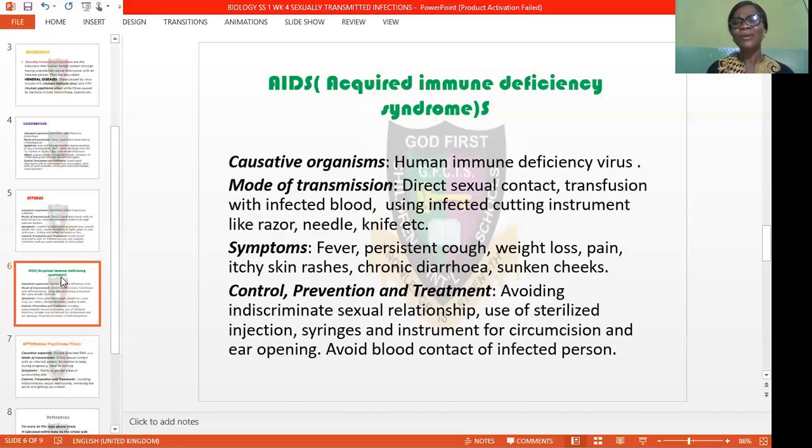Like I've been saying, you will not know whether somebody is infected or not. So the best way is not to have any sexual relationship with anybody except when you are married, with your spouse. Don't share sharp objects. Avoid blood contact with anybody because you wouldn't know whether they are infected or not.